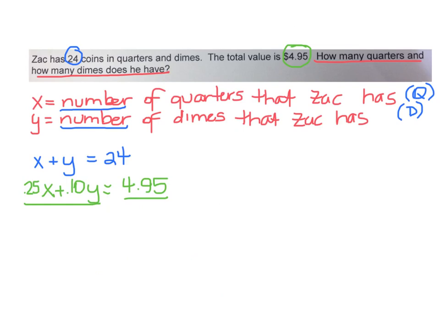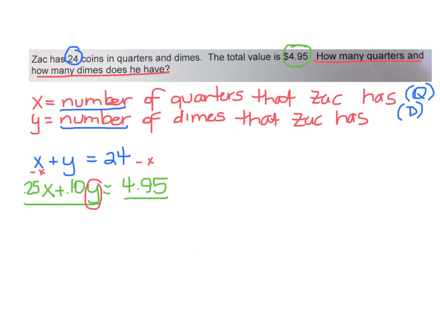To me, this one could either go substitution or elimination. I could multiply this whole top equation by negative 0.1 or negative 0.25 to eliminate. But the other thing I could do is just subtract this x to the other side and substitute. If y equals 24 minus x, substitute into here.